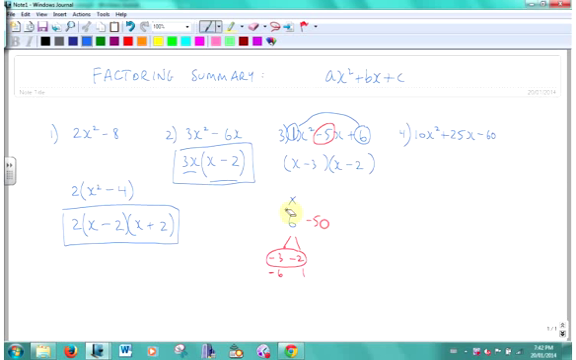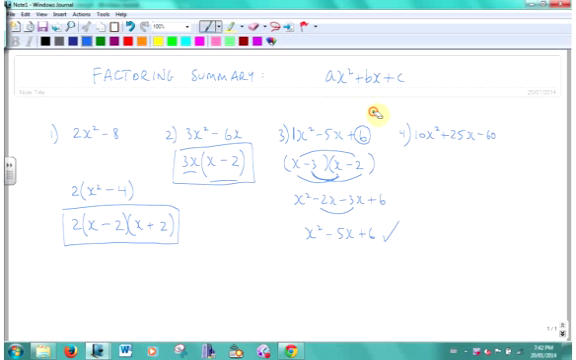But let's check it. Okay, let's FOIL this thing out. X times x is x squared. Negative 2 times x is minus 2x. Negative 3 times x is minus 3x. Negative 2 times negative 3 is positive 6. And if I collect these 2 terms, I get, in fact, minus 5x. And that's what I had to start with, once I remove all this mess here. Okay, so I'm good. This trinomial is factored. Looks like that. Okay, I can't do any more factoring.